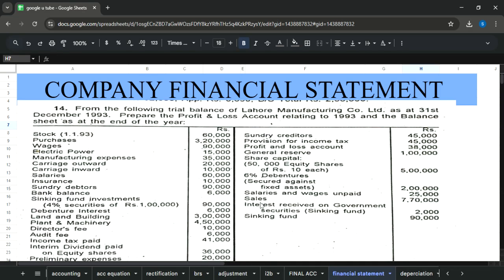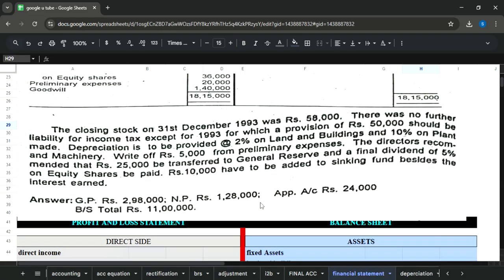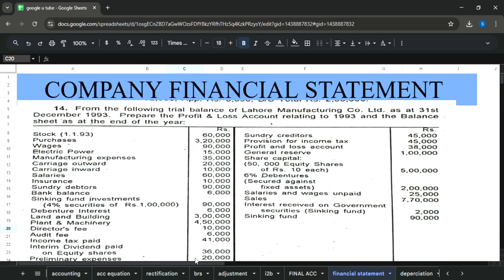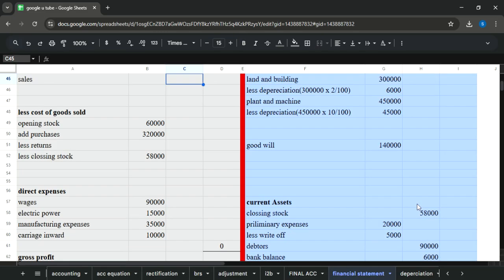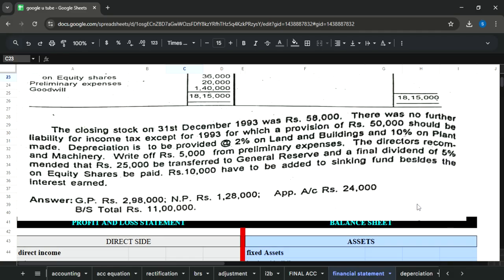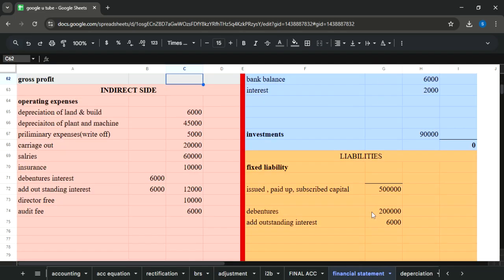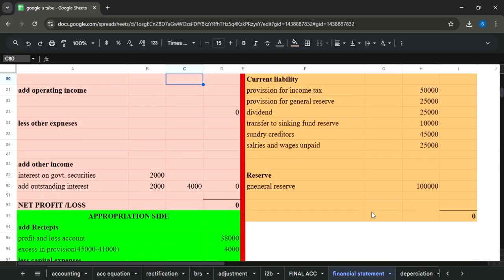Then we have sales. Come to direct income side. Here we will mention sales, amount of which is 7,70,000. Sale written in direct income side. Interest received, it is also pre-calculated. Here interest on government securities already mentioned 2,000.